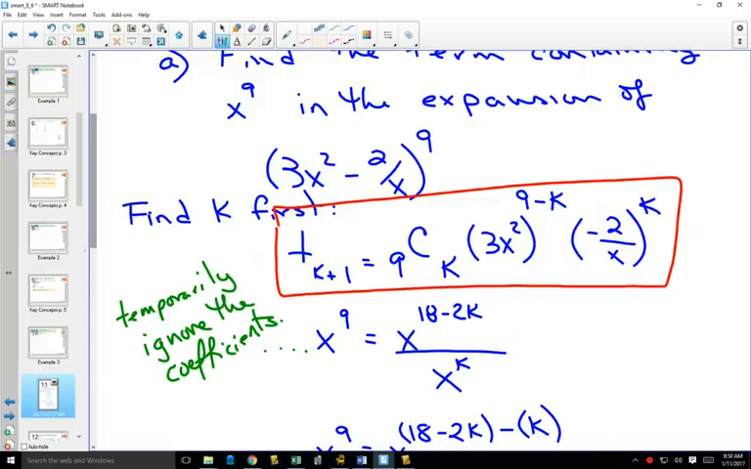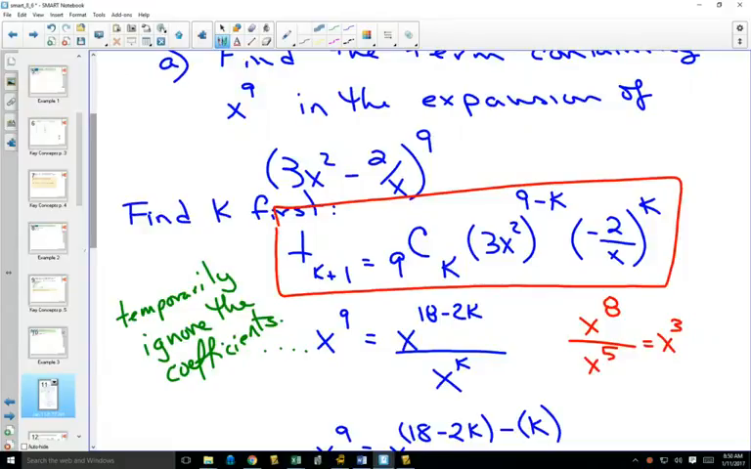Well, 5 would make this 9 minus 5, which would be 4. Can you see that you would have x to the 8 on the top of your fraction? And if you had 5 for k, can you see that you would have 5 x's on the bottom, which is x to the 3. And what do we want? We want x to the 9.